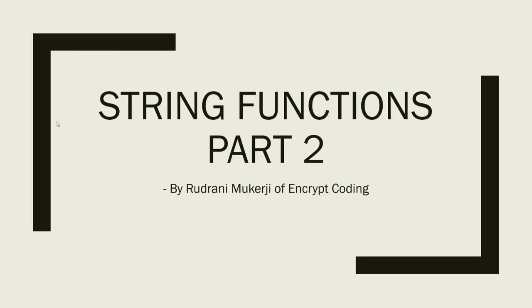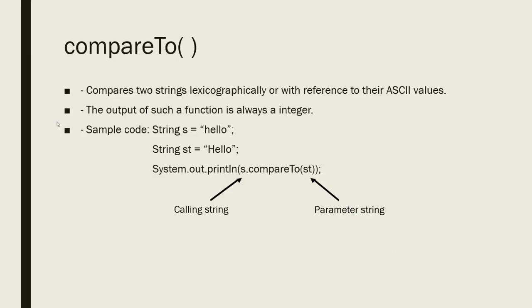This video is a continuation of the string functions part 1. So today we'll be mainly discussing 8 string functions. Up first, we have the compareTo function, which basically does a comparison of two strings with reference to their ASCII values. And the output of this function is always an integer.